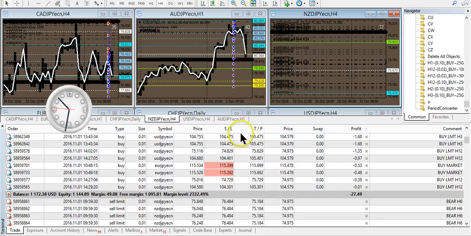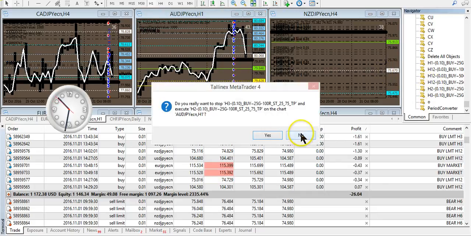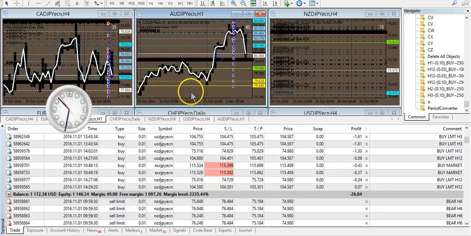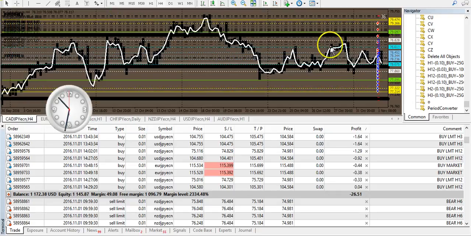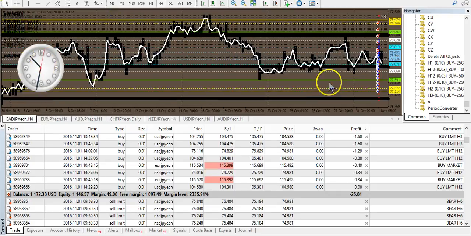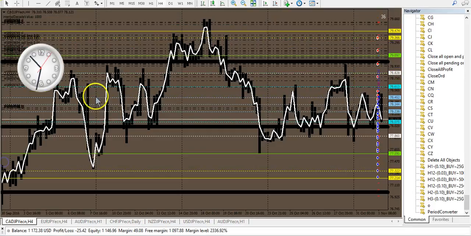This thing's down $27, getting its ass kicked. Buy limits here. I see I'm locked out. Locked out of that. So I wasn't paying attention to this account. I'm sure there's some better trades. All these evaporated. I'd be putting these in if I could.